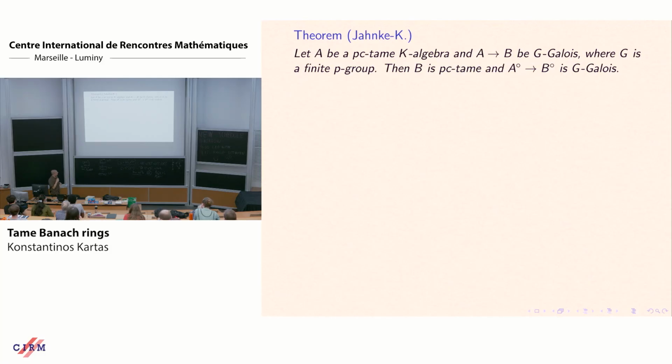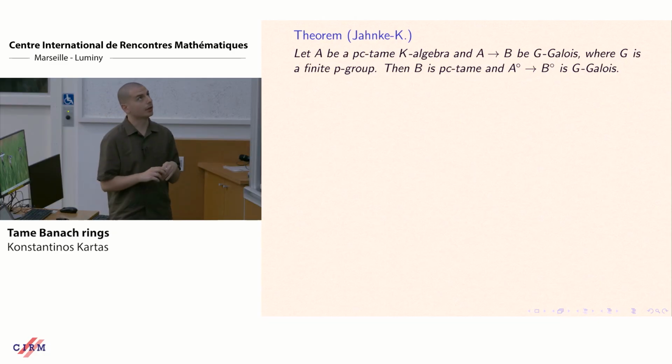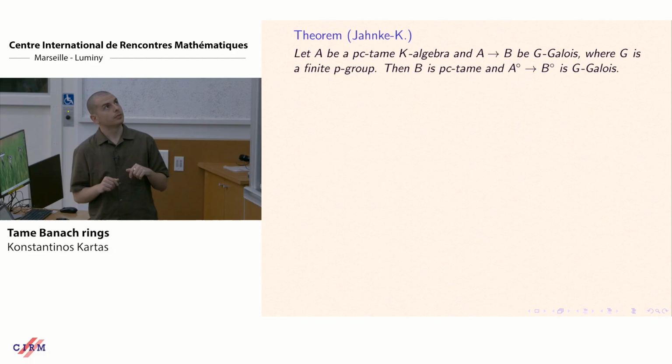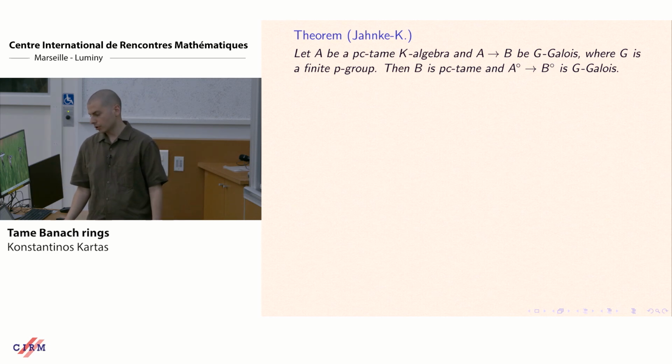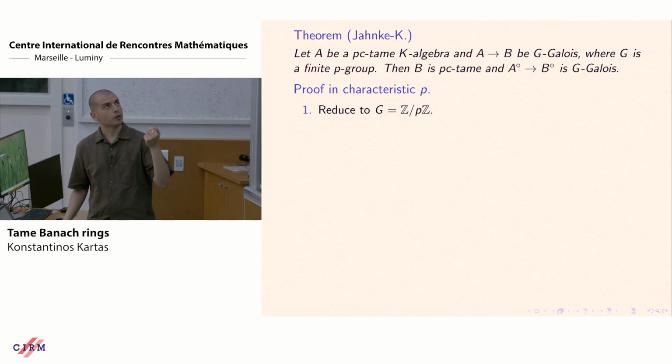Okay, so let me explain some ideas. So this is the statement again. You start with a PC tame algebra and you take a G Galois extension. Then we want to show that B is also PC tame and that the map at the integral level is étale, in particular, G Galois. Okay. So first of all, we can immediately reduce to the case of Z mod p extensions because I'm only going to give the proof in characteristic p, because there are some subtleties in characteristic 0 which I don't want to discuss.